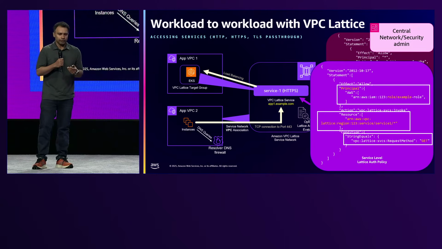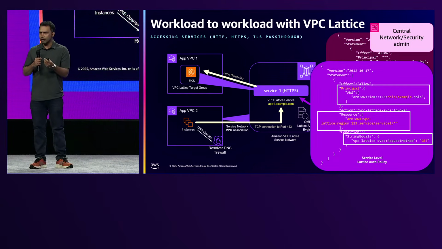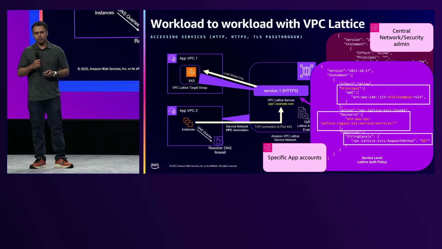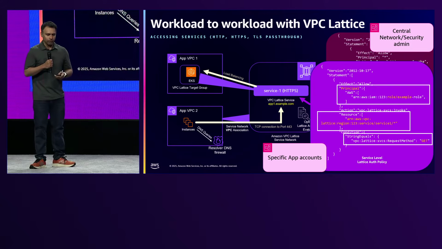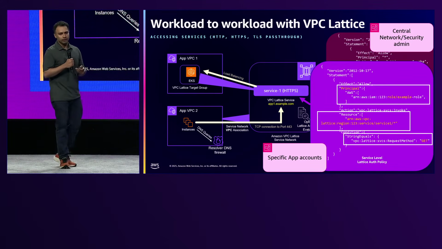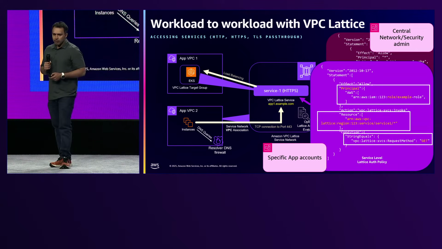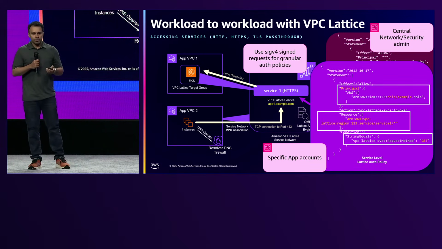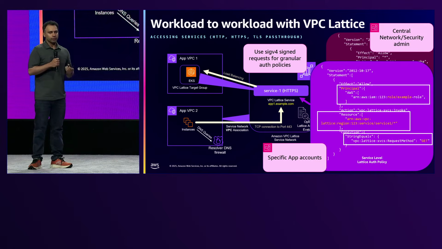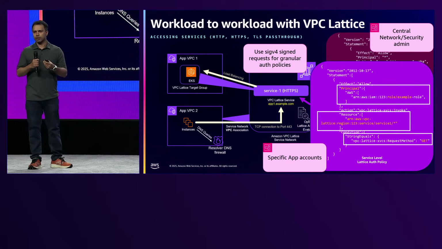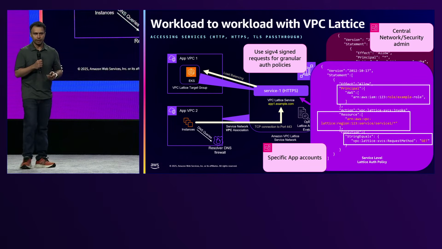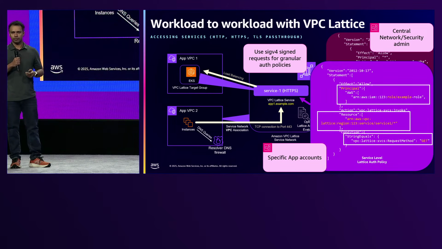Now, often enough, it's going to be the actual application or service owners that would have intimate knowledge of how their service should be consumed by the consumers. So this auth policy on the service level would likely be applied by your specific app owner accounts. Now, another pro tip here is use SigV4 signed requests for creating really granular auth policies, for example, matching on your principal IDs. I'll take a sec here in case you want to take a photo.